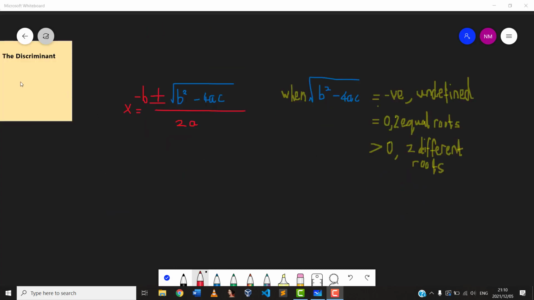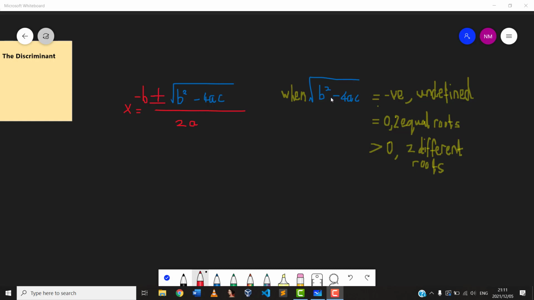Okay, let's move on to the discriminant now. So the discriminant is basically this b squared minus 4ac over here. So let's just check what all that is about. So we have a quadratic. This is the basic form of the quadratic equation, and let's just investigate the square root, the third thing over here, the b squared minus 4ac. So when b squared minus 4ac is a negative number, it's undefined because the square root of any negative number is undefined.